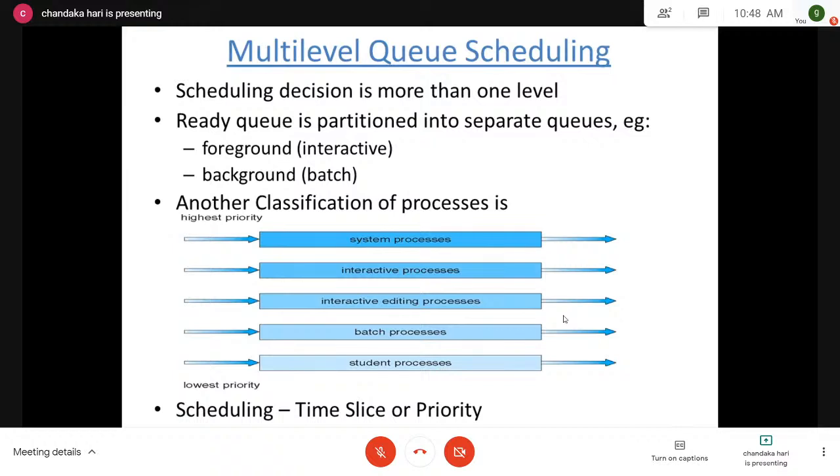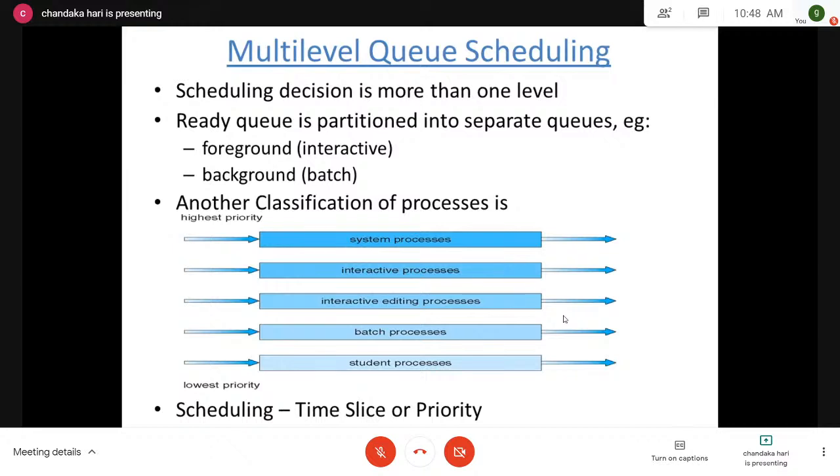Now, we will move on to the next very important topic, multi-level queue scheduling. That is another class of scheduling algorithms, created for the situation in which processes are easily classified into different groups. From the previous class discussion, you already know that there are different types of queues in your computer system.